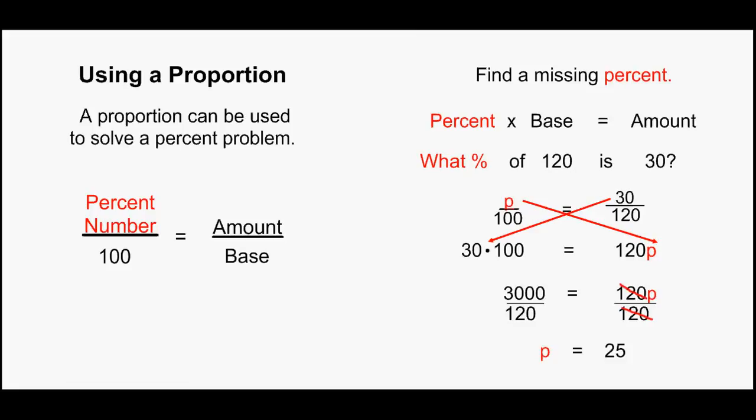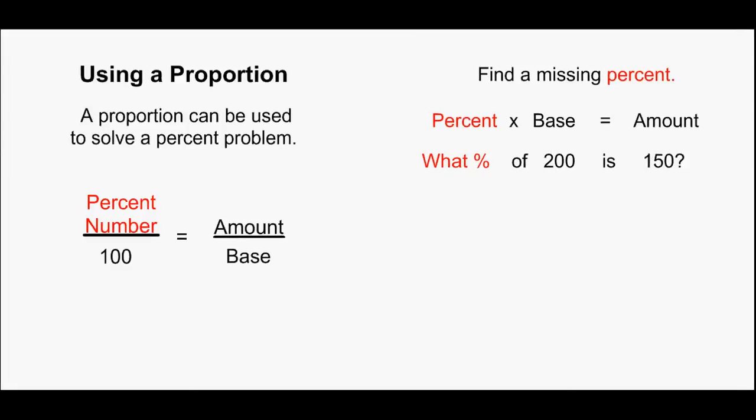Divide both sides by 120. 3,000 divided by 120 is 25. P equals 25, the percent number. Let's try one more example using a proportion to find a missing percent.